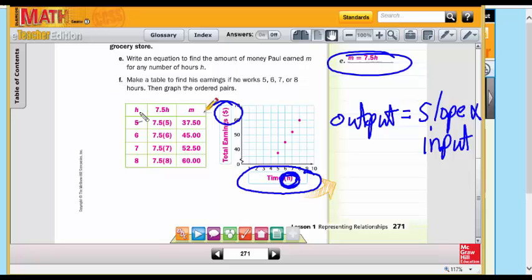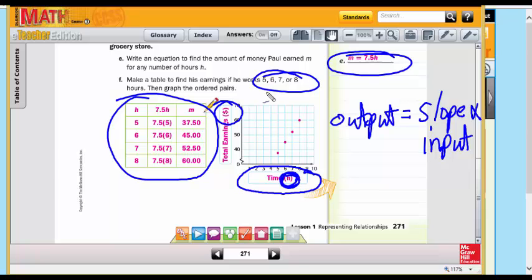And then they asked us to make a table. We did that here. We included the values for 5, 6, 7, and 8. We put labels on it here, here and here. And then we used an algebraic expression in the middle where we actually do our calculation. And then lastly, they asked us to graph our ordered pairs, which we have right here.